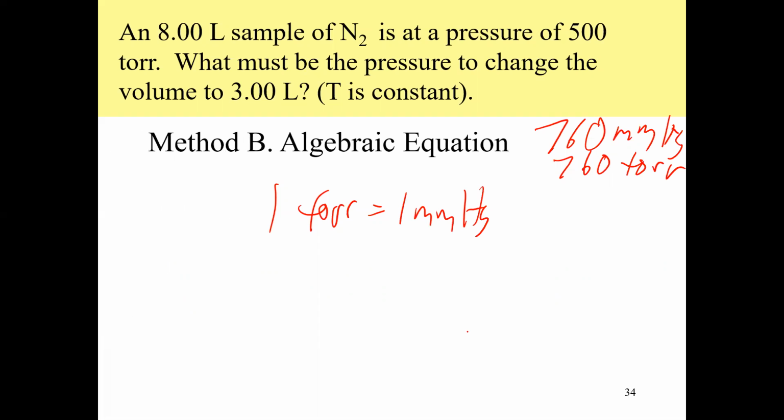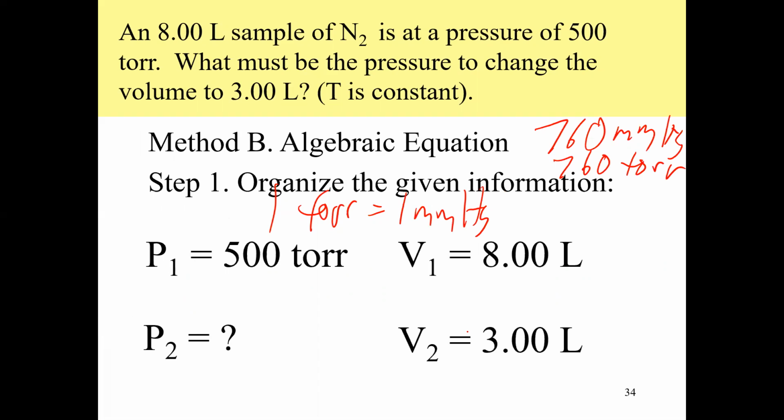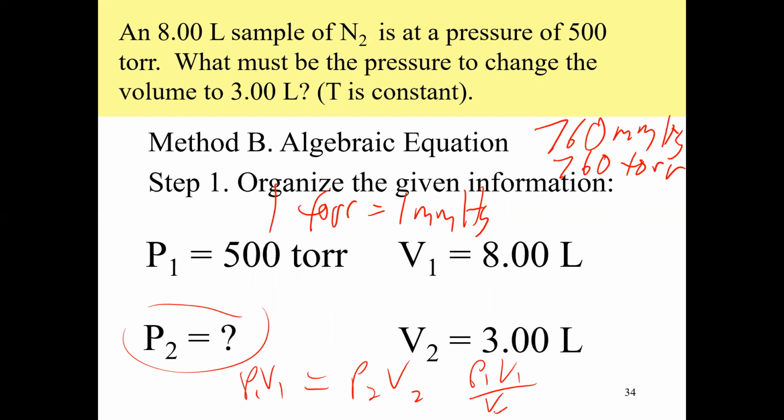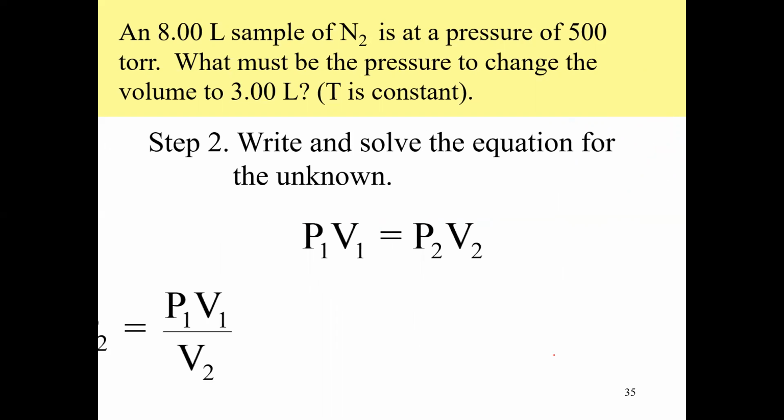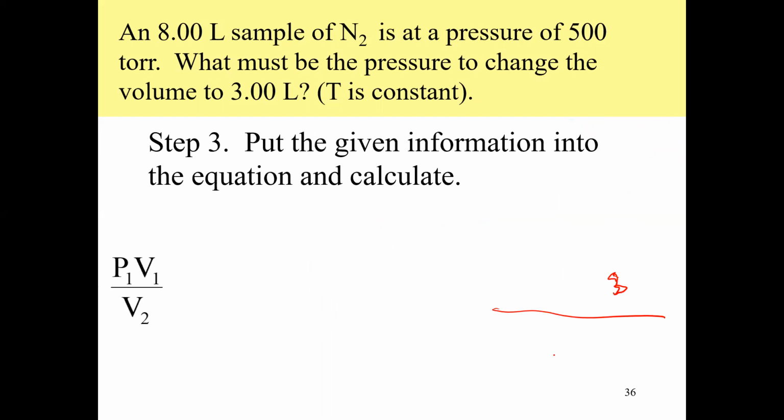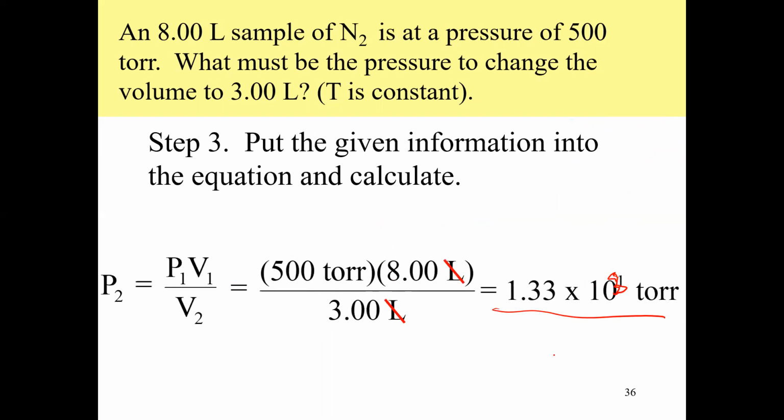Okay, and the other method, the algebraic one, I recommend you use this form because this is why you took algebra in the first place. You organize it differently there and you plug it into P1V1 equals P2V2. You look and see what you're looking for. So you isolate that, you have P1V1 over V2 equals P2, and you plug the values into that equation. Okay, so you write the problem, solve for the unknown, then you put the numbers in and you calculate it.